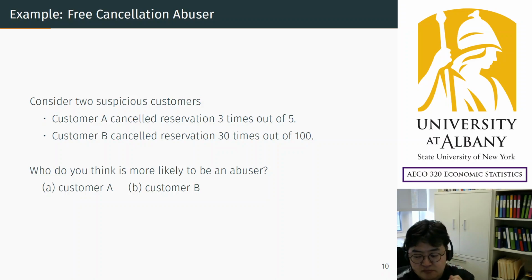Either way is okay, but I guess most of you may think this way. Customer A canceled 60% of the reservations, but customer B canceled only 30%. So the percentage of cancellation is much higher for customer A. So I'm going to ban customer A. That makes sense. That is also reasonable statistical thinking. But I'm going to introduce another story. I will ban customer B first. So, hear me.